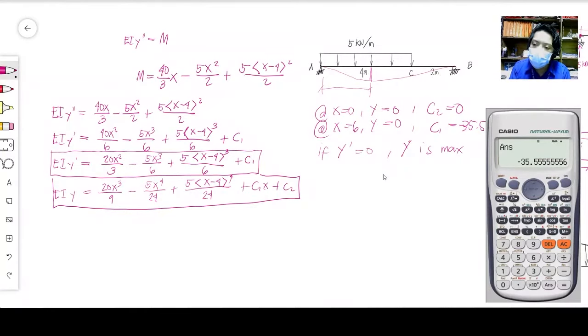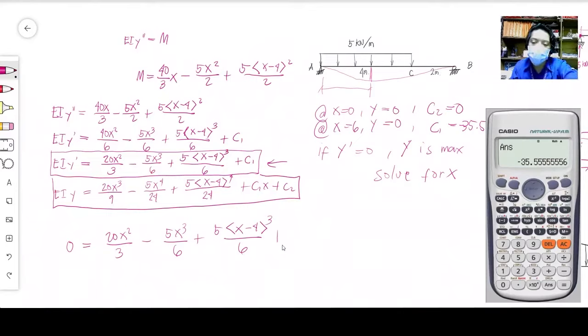Okay, so we are solving for the value of x. Gagamitin natin ang yung equation. So y prime is 0. So this will be 0 is equal to 20x squared over 3 minus 5x cubed over 6 plus 5 times (x minus 4) cubed over 6 plus C1, that is negative 35.